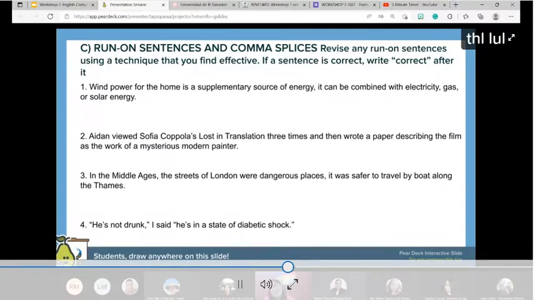So we use a comma and a coordinating conjunction. We can also correct them by using a semicolon. That semicolon can be used alone in the sentence, or we can also use it with a transitional expression. You can make the clause into a separate sentence, or you can consider restructuring the sentence and turning it into a subordinating clause.